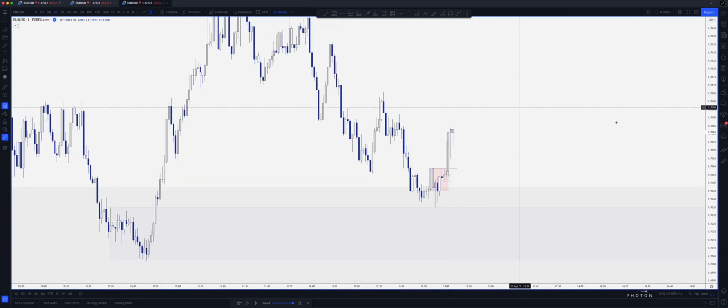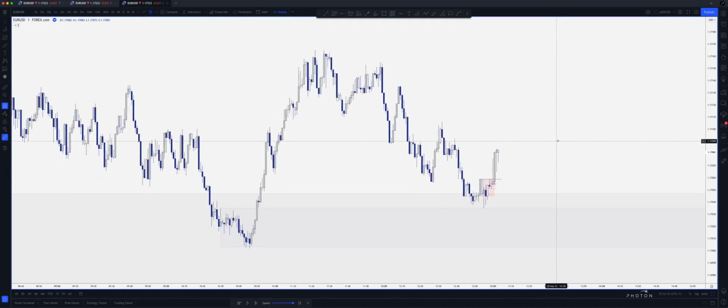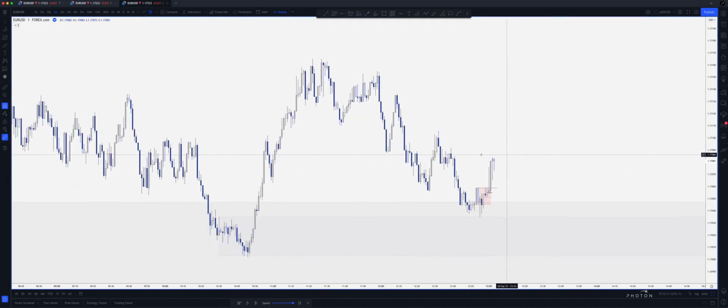So let's fast forward this a little bit more and see if we do get an M1 confirmation entry. The next area of supply we're looking at is this range here. All right, you can take the whole range, or you can refine it to this candle area here, which we can see price is coming into.